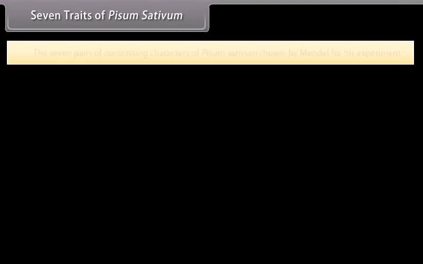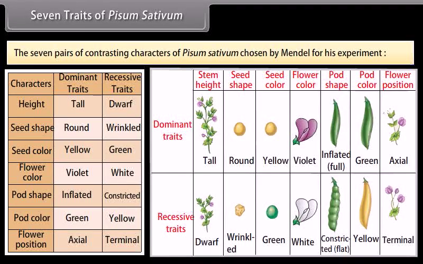Seven traits of Pisum sativum. The 7 pairs of contrasting characters of Pisum sativum chosen by Mendel for his experiment.